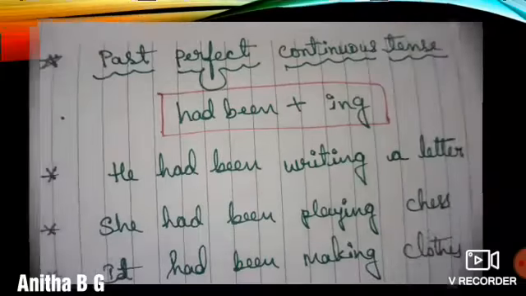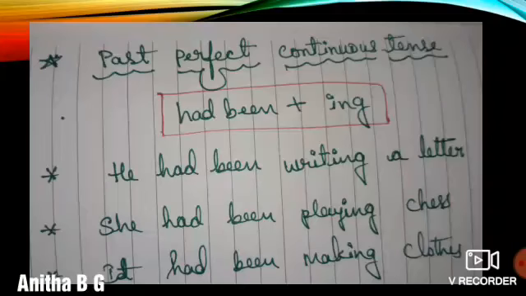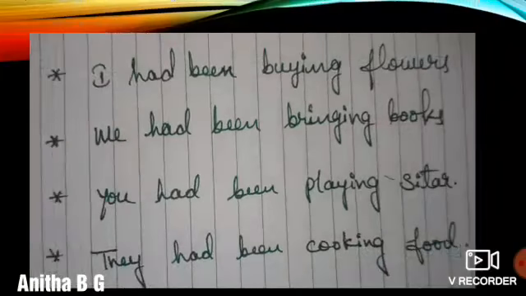And next move on to the past perfect continuous tense. In the past perfect continuous tense, we have to use had been plus ing. He had been writing a letter. She had been playing chess. It had been making clothes. I had been buying flowers. We had been bringing books. You had been playing sitar. They had been cooking food. Like that we have to use had been and ing in the past perfect continuous tense.